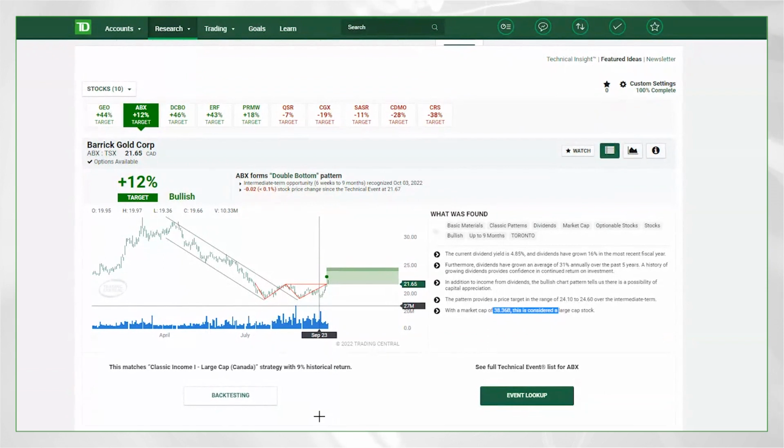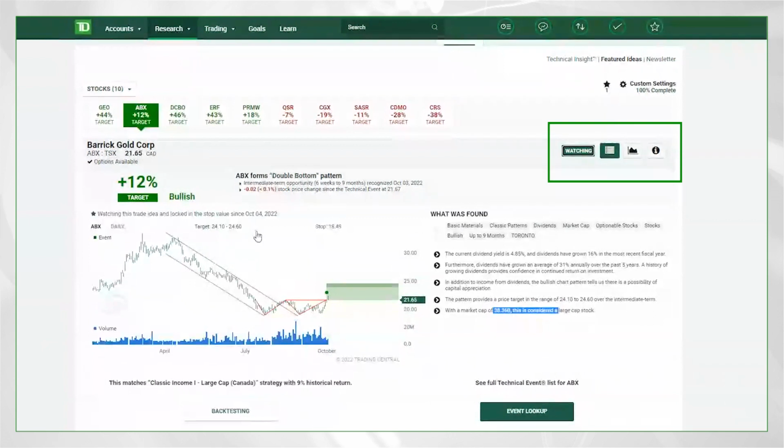Okay, so maybe I'm not really a believer in technical analysis quite yet, but hey, you can click on this and click on watch, and now it's going to go into your banner watching.